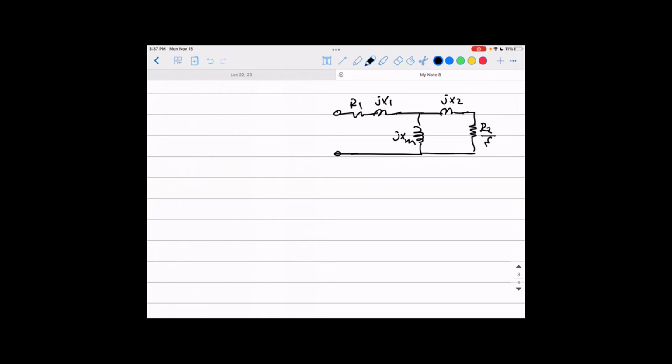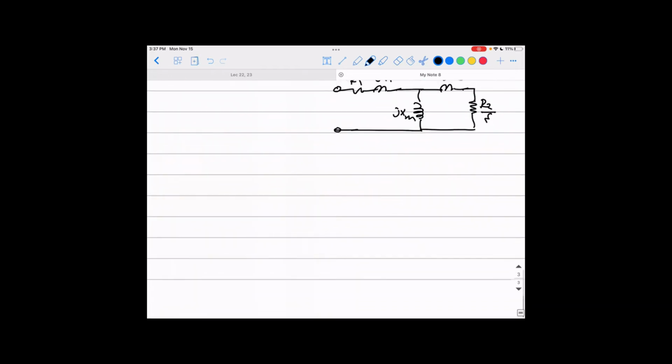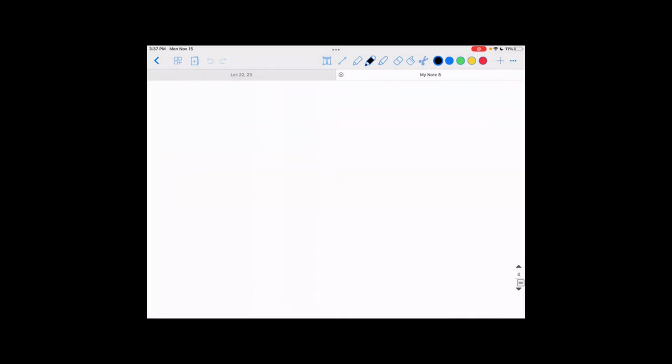So that's what I will be jumping to find here. Okay, so I'm gonna go to another one here.